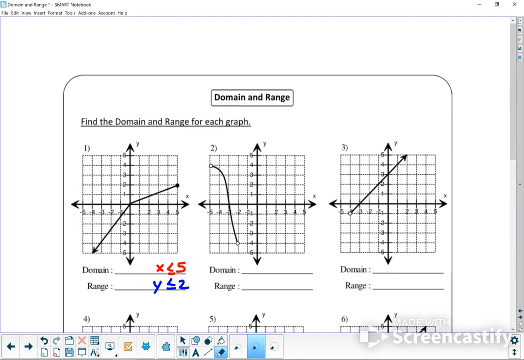Same thing. I use red for x for the domain and blue for y for the range. So domain, I'll do it down here. It's going to go as far left as right here, and as far right as right here. So it only stays between those two numbers, which is -5 to -2.